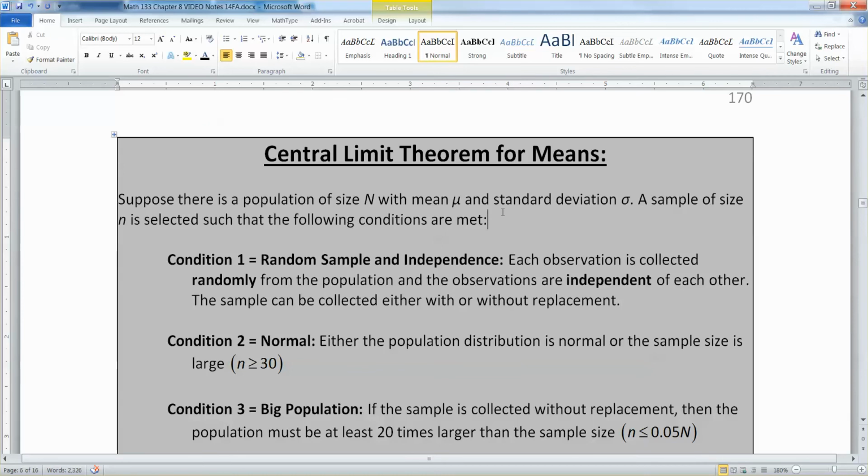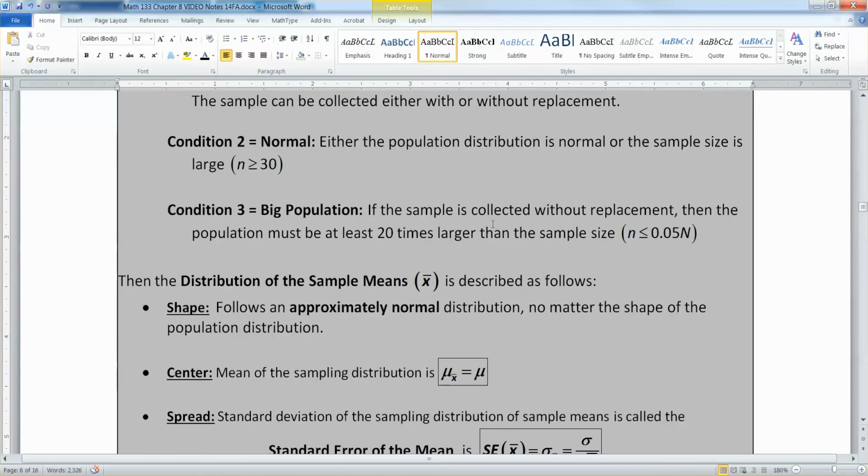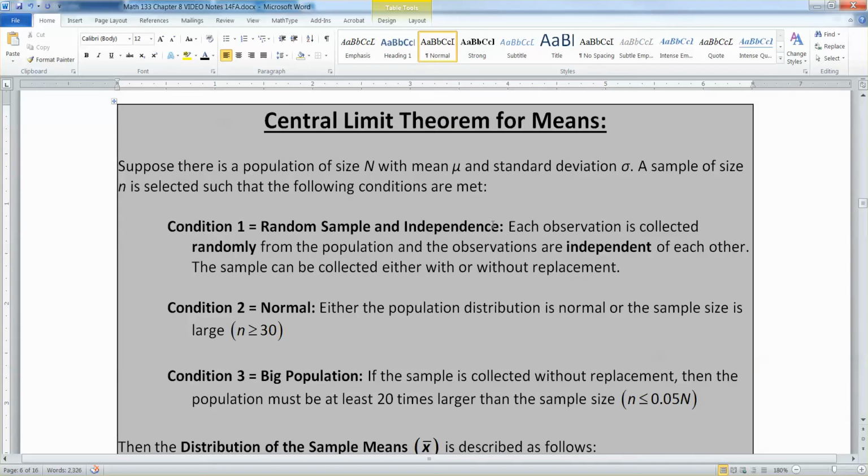Now you're going to learn two central limit theorems, and they are very, very important to us. They're the hypothetical philosophical foundation for the rest of the course. So it's talking about how if you have a population of size capital N that has a mean of mu and a standard deviation of sigma, and you select samples of size little n, then this entire theorem is how we expect that distribution to work.